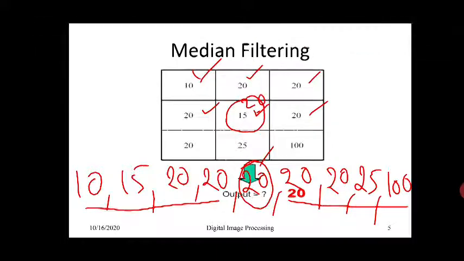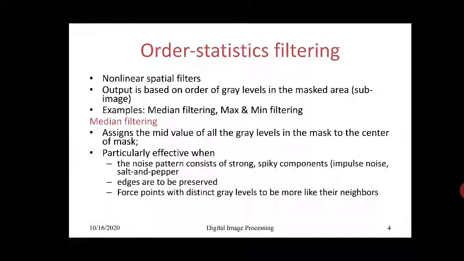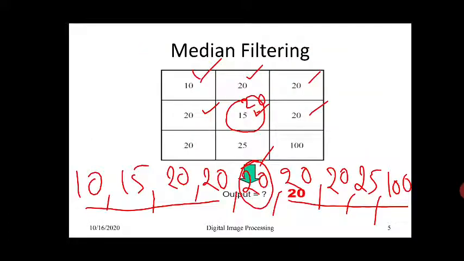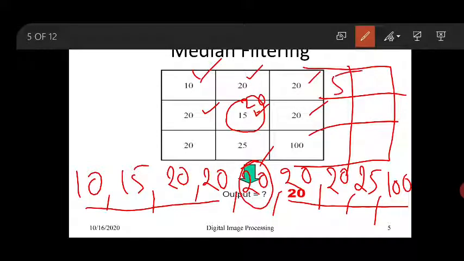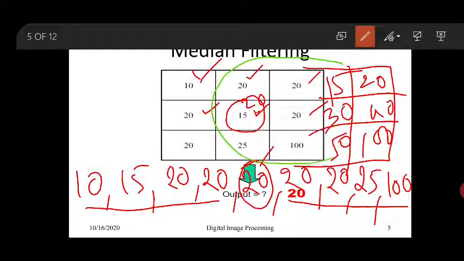Again, if the image is something like this, sorry for this, there will be values like 5, 15, 20, 30, 40, 50, and 100. Now what you have to do is consider this, and this is replaced here. Now you have to take this one.